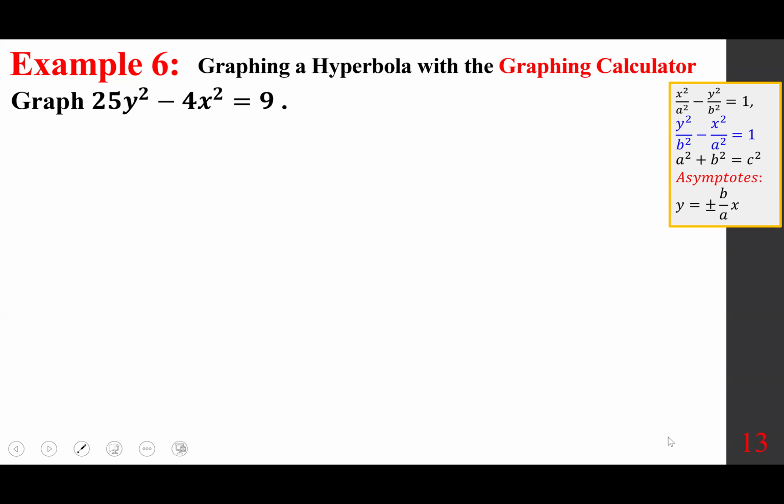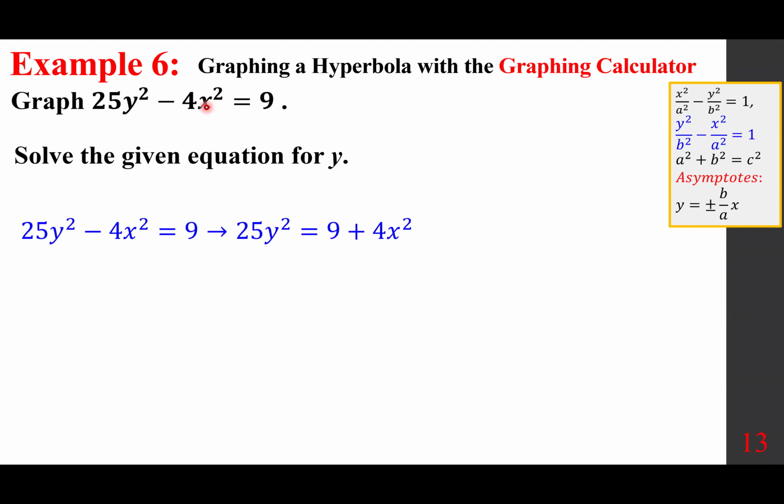As far as a graphing calculator is concerned, you have to solve for y, which means we move the negative 4x squared over, so it becomes positive 4x squared. If you take a root on both sides, 5y becomes plus minus the square root of 9 plus 4x squared under the radical. Divide both sides by 5.